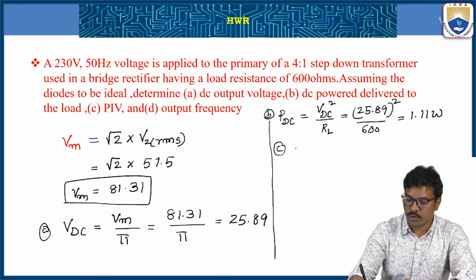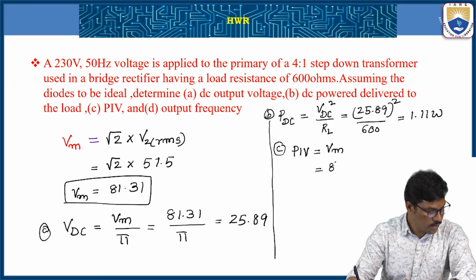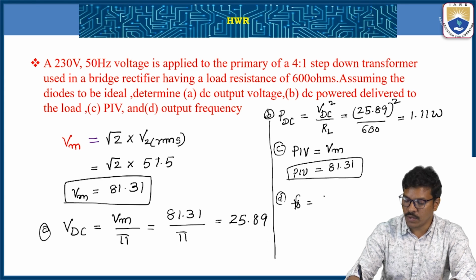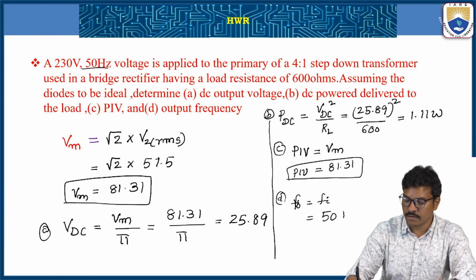For example, this one is A, this one is B. Next, C is the peak inverse voltage. In a half-wave rectifier, the peak inverse voltage is the maximum voltage of the secondary coil, Vm. So the peak inverse voltage is Vm, which is equal to 81.31. And then the output frequency, f0, is equal to the input frequency. Already in the problem the frequency is given as 50 Hz. So f0 is equal to 50 Hz.